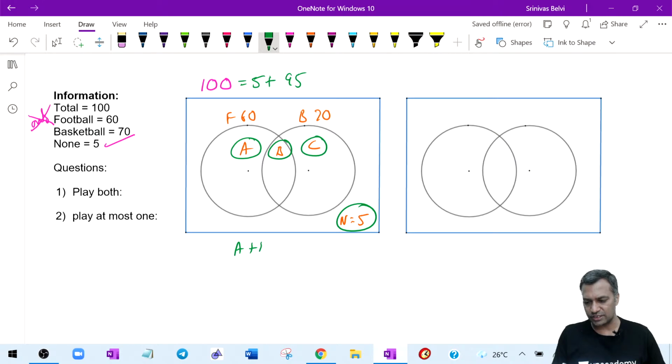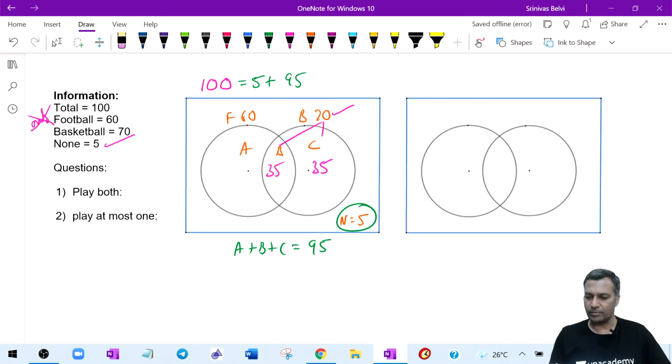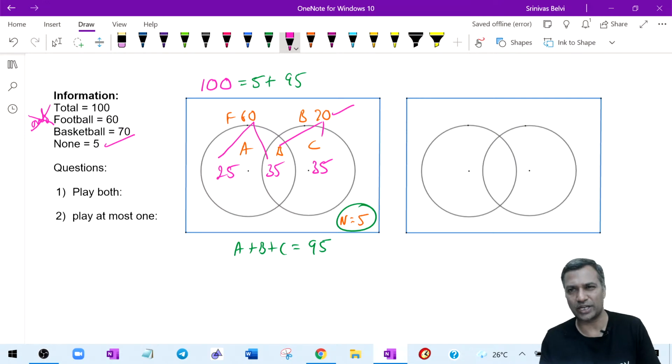Equation wise, A plus B plus C is equal to 95, out of which A plus B is 60. You substitute this. If A plus B is 60, you get the value of C is equal to 35. You write it here. Out of 70, 35 you wrote on this particular side. Another 35 you write on the other side. Out of 60 you wrote 35 here, therefore you write another 25. That is simply looking at the equation.